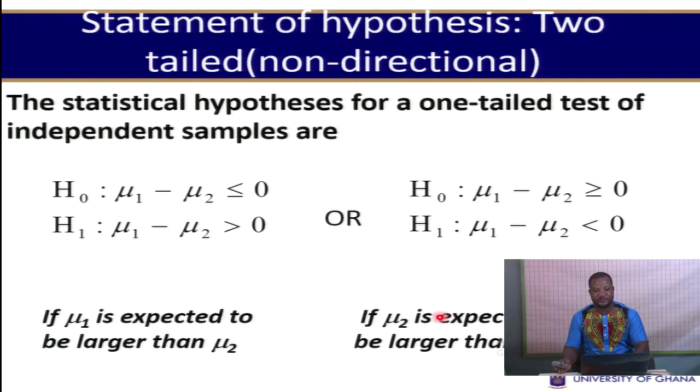And then where we expect the mean of the second one to rather be bigger or larger than the first one, then our H0 will be that the mean of the first one minus the mean of the second one will be greater than or equal to 0. And then our H1 will state that the mean of the first one minus the mean of the second group will be less than 0. So that is how we state our hypothesis when we are dealing with a directional situation.